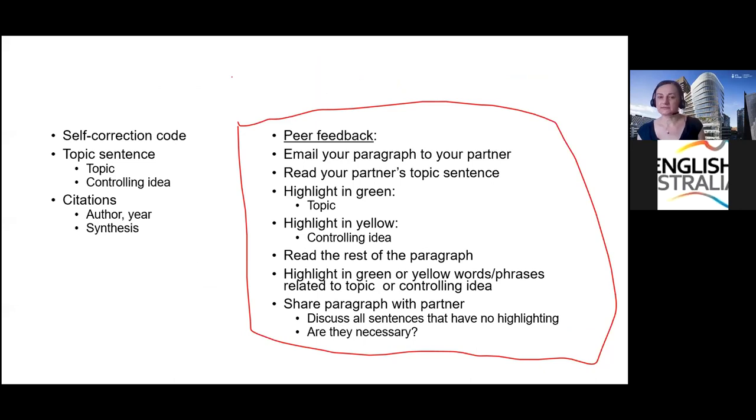This is another typical activity throughout the intervention stage. This one is related to paragraph structure. So after discussing and practicing paragraph structure, the students are put into pairs and they email each other one paragraph that they have written. The student then reads their partner's paragraph, first the topic sentence, and identifies and highlights the topic in one color, the controlling idea in another color, then reads the rest of the paragraph and tries to highlight verbs, phrases, clauses, structures that are related to the topic or related to the controlling idea.